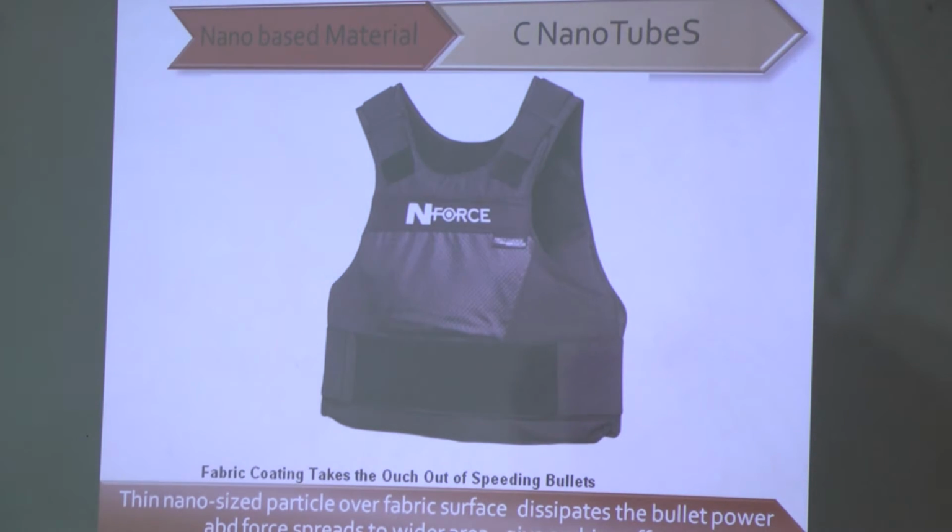Using carbon nanotubes, there were tests which showed that the CNT doped fabric is able to dissipate the bullet power, and it also distributes the whole energy in a larger area, thereby reducing the impact to the inner body. So this is again an industrially known product.